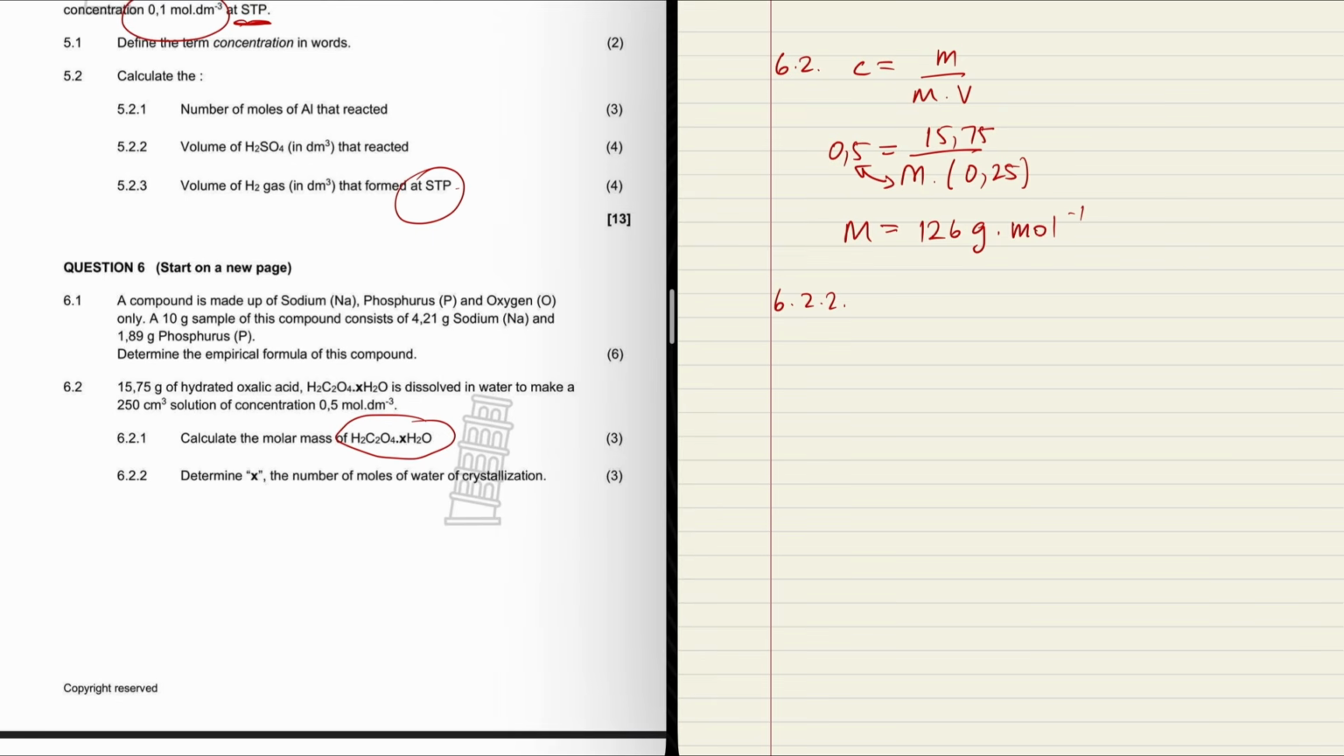So all we need to do here is we'll say that H2, so there's 2 hydrogens, each one with a mass of 1, plus there's 2 carbons and each one with a mass of 12, plus 4 oxygens, so 4 and each one with a mass of 16. And then we have X waters, so plus X, and the mass of water is 18. Now the sum of these masses is going to be 126. And now you just solve for x. X is going to equal 2.